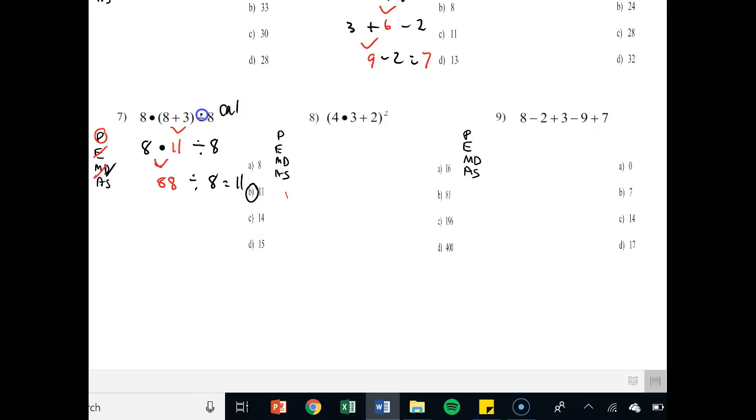Check it on your calculator. Type that in exactly how it is. 8 times parentheses 8 plus 3 divided by 8. And in fact, it does give you 11, so you know you are correct.